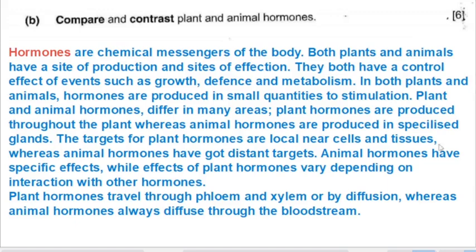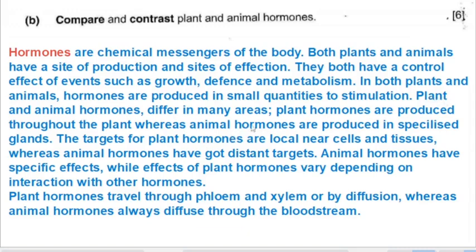So we have said hormones are chemical messengers of the body. Both plants and animals have sites of production and sites of effection. They both have a control effect on events such as growth, defense, and metabolism. So these are some of the comparisons. In both plants and animals, hormones are produced in small quantities to stimulation. Then let us now look at the differences.